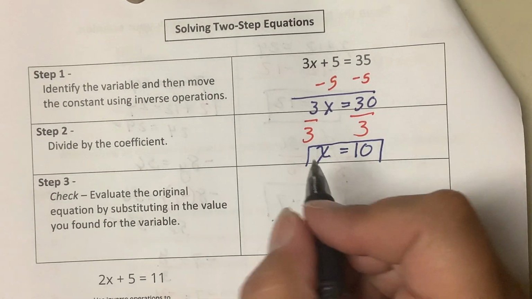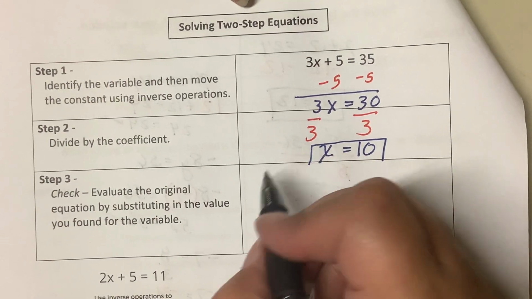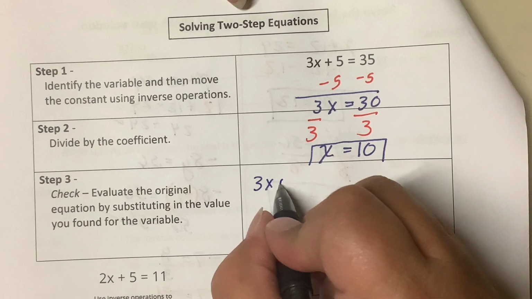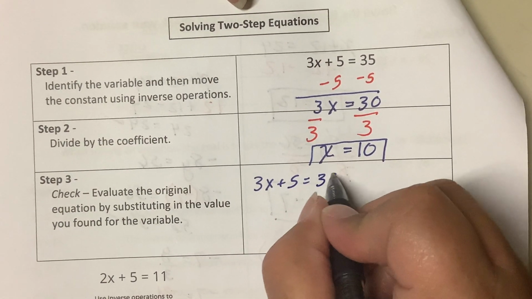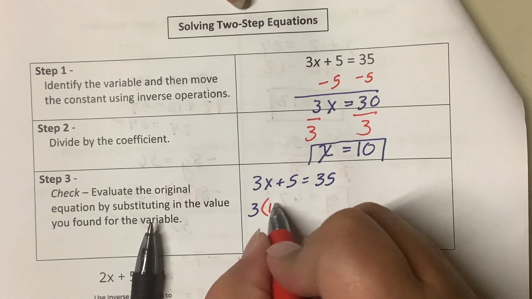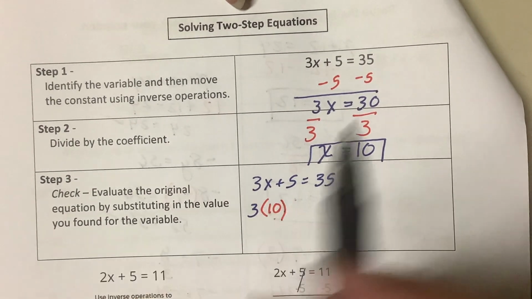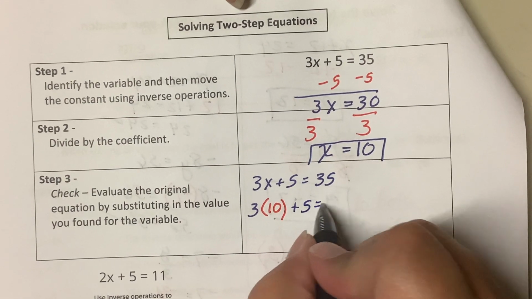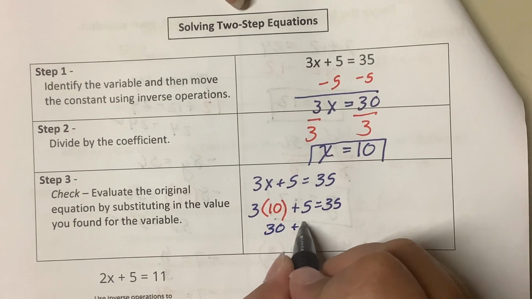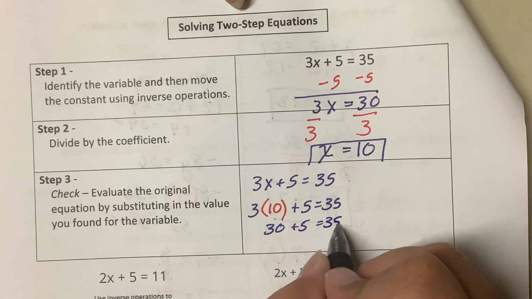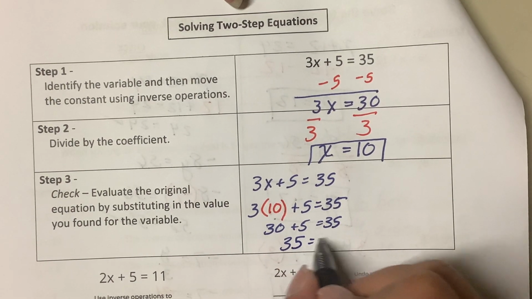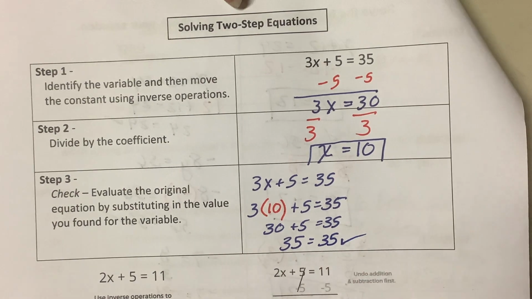Go back and substitute. Check the original answer. So here's my original problem. 3x plus 5 equals 35. 3, parentheses around the 10 to show that I'm multiplying. Plus 5 equals 35. 3 times 10 is 30. Plus 5 is 35. I'm going to make my 5s look more 5-y. 30 plus 5 is 35. That equals 35. And it checks.